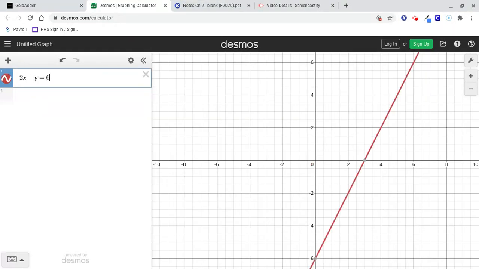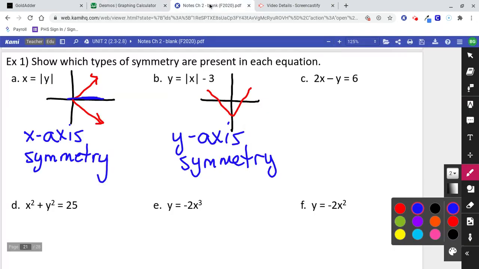Okay, so it's a line. It crosses through negative 6 down here and positive 3. So quick sketch. Something like that. It doesn't seem to have any symmetry, okay? Take a point right here. If it had y-axis symmetry, there should be a point reflected over there. If it had x-axis symmetry, there would be a point reflected over here. It doesn't have either of those, okay? It doesn't have either of those.